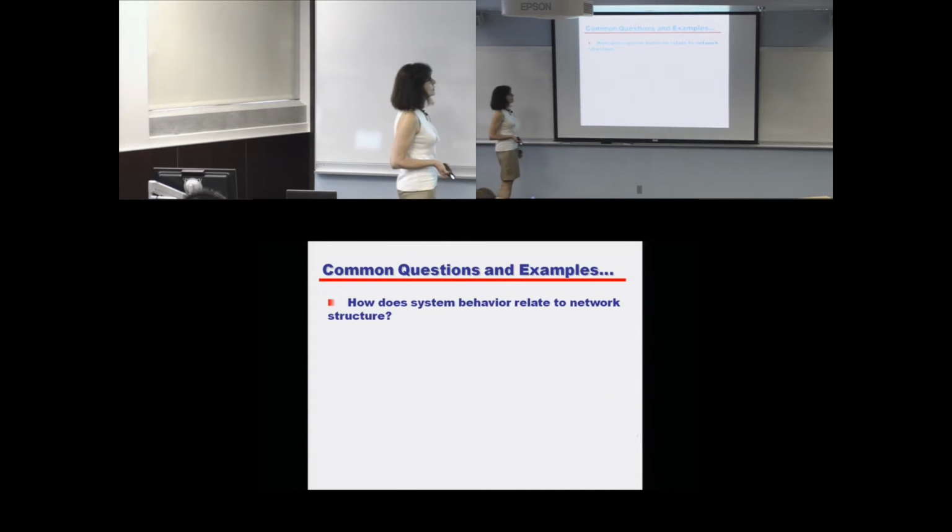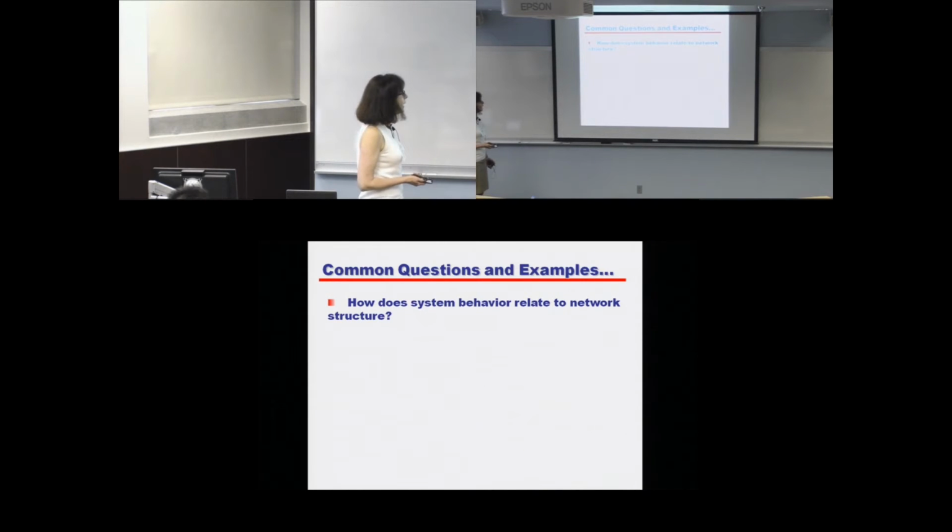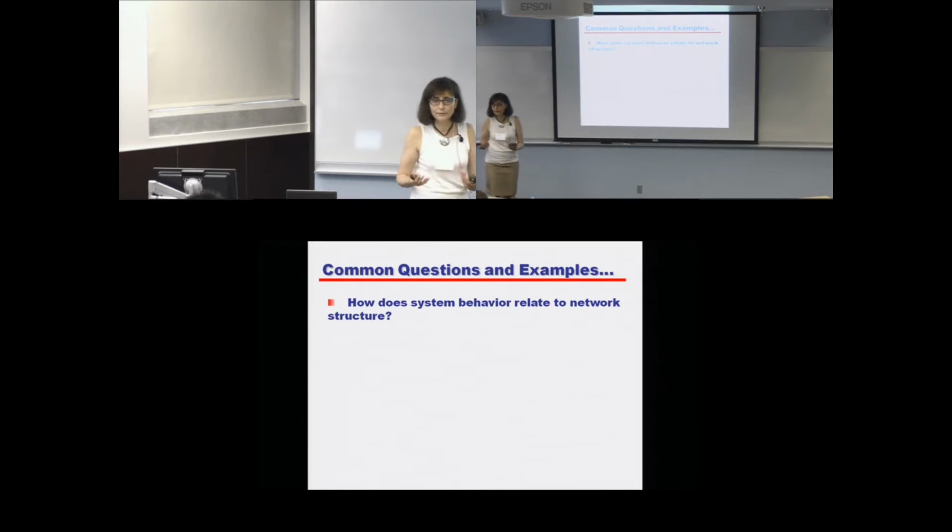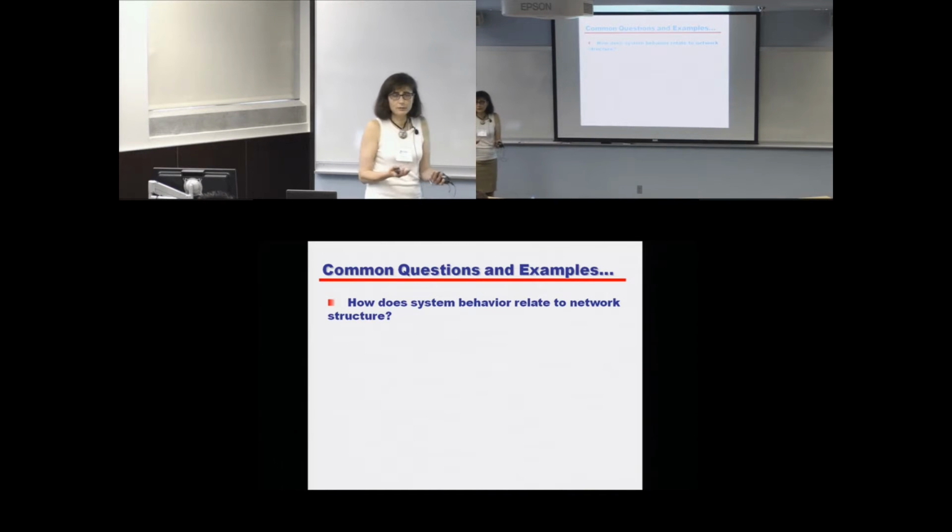So we have questions that are huge for which we only have partial information. So how does the system behavior relate to a network structure? So if I show you how the variables in your system interact as a graph, then can I, from this graph, tell you what that system is going to do on the systems level? That's a huge question.